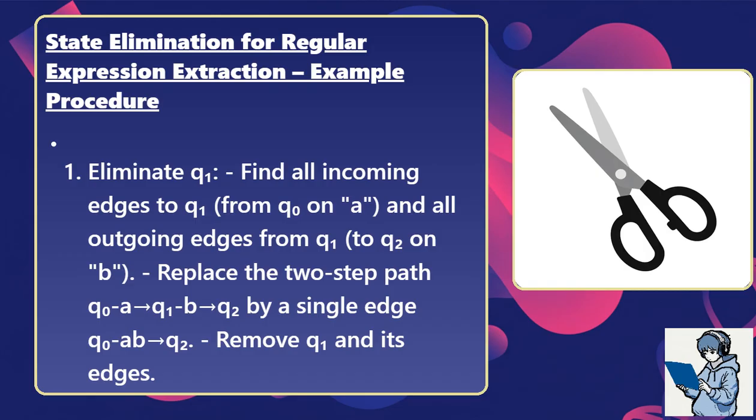Find all incoming edges to Q1 from Q0 on A, and all outgoing edges from Q1 to Q2 on B. Replace the two-step path Q0 A to Q1 B to Q2 by a single edge Q0 AB to Q2. Remove Q1 and its edges.